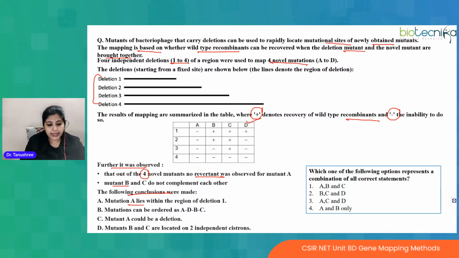Now, the following conclusions were made. A, the mutation A lies within the region of deletion 1. B, mutations can be ordered as ADBC. C, mutant A could be a deletion, and D, mutants B and C are located on two independent cistrons. Which one of the following options represents a combination of all correct statements? Cistrons refer to genes only, structural genes basically. So answer this question.